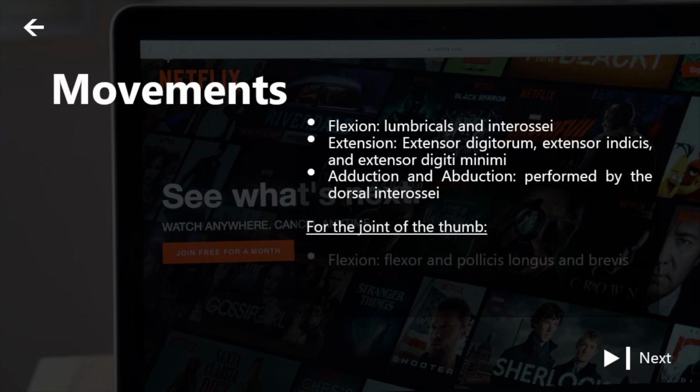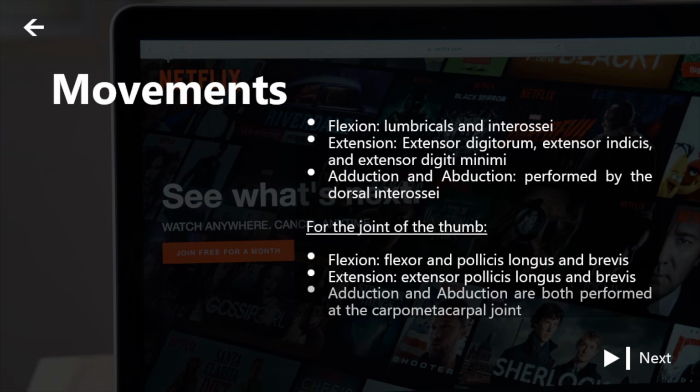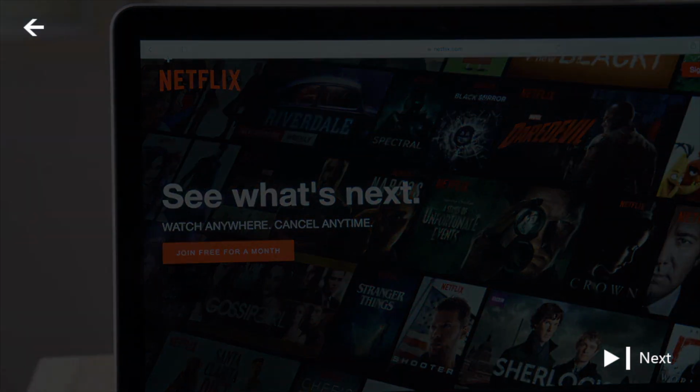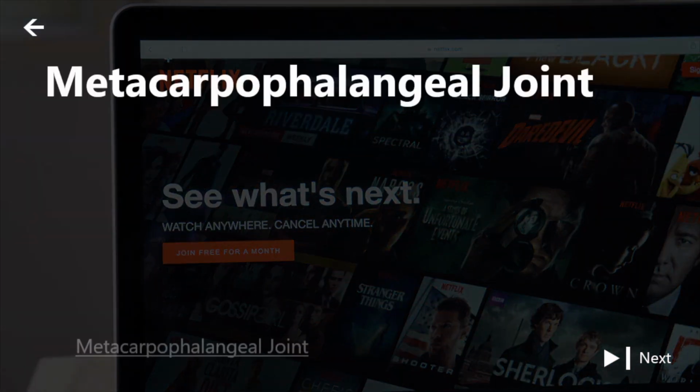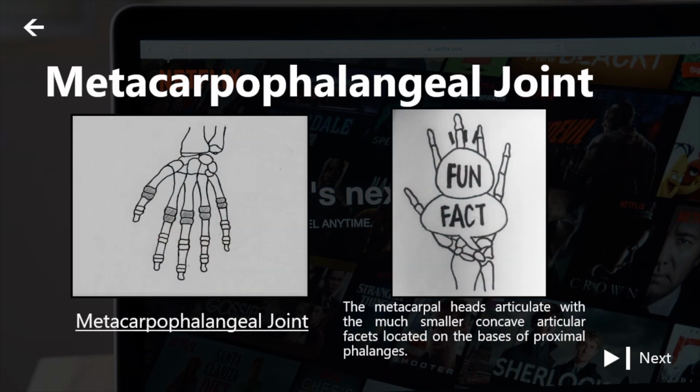For the joint of the thumb, we have flexion: flexor pollicis longus and brevis. For extension is extensor pollicis longus and brevis. Adduction and abduction are both performed at the carpometacarpal joint. About the metacarpophalangeal joint: metacarpal heads articulate with much smaller concave articular facets located on the bases of the proximal phalanges. The facets of the phalanges are elongated anteriorly by the palmar ligament that functions as a hinge.